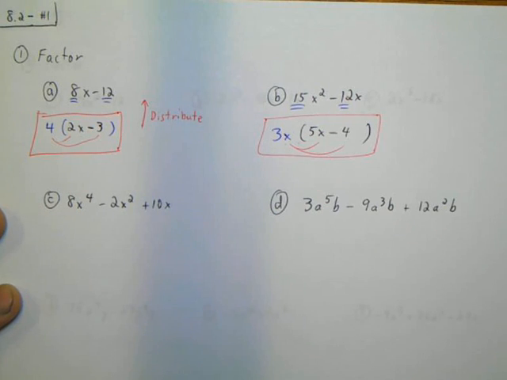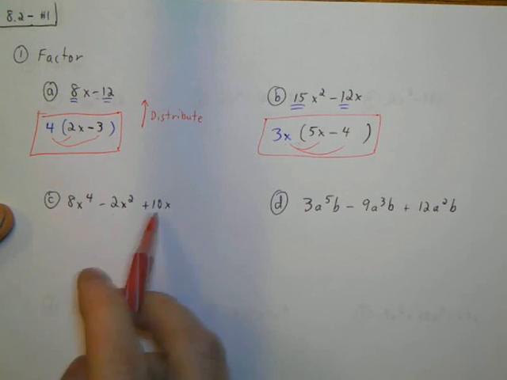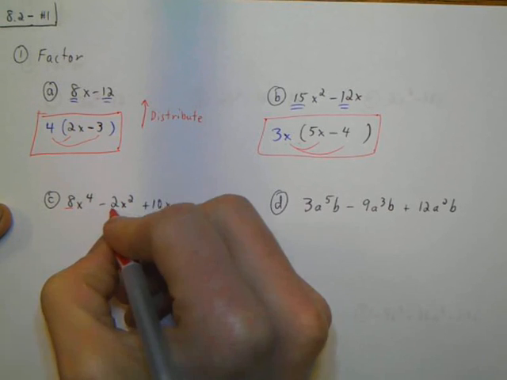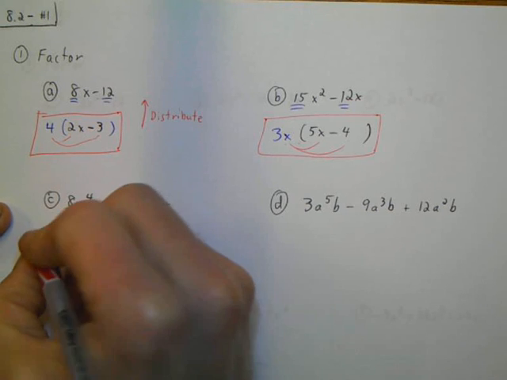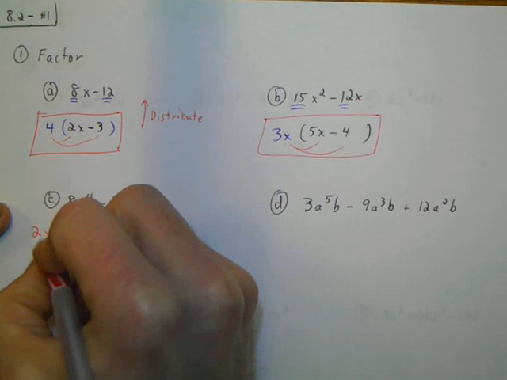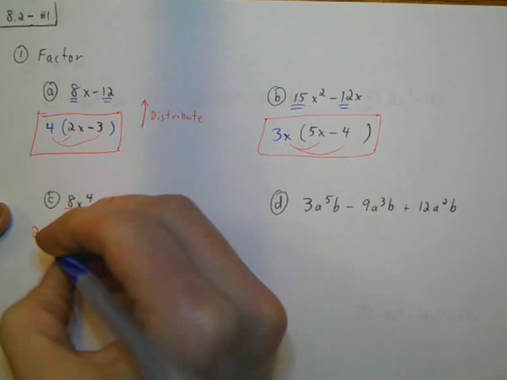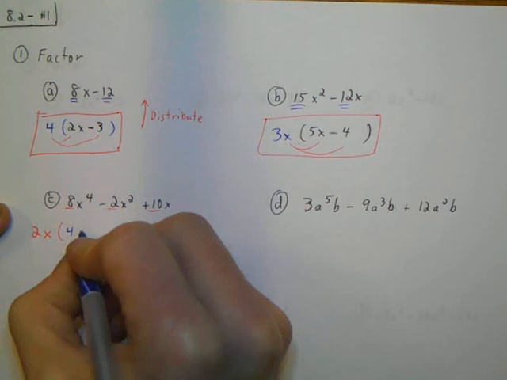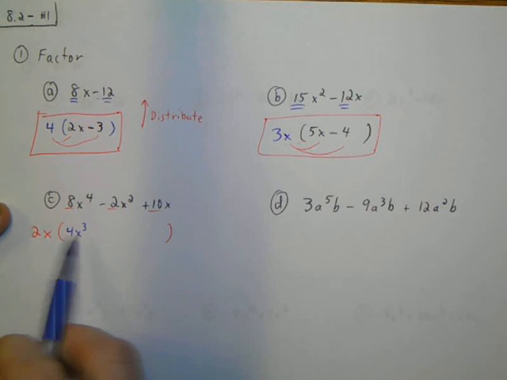Let's go down here to problem C. Here I have 3 terms. What goes into 8, 2, and 10? Looks like in this case it's just going to be a 2. And do I have an x in every pile? Yes, I do. So 2 times what is 8? 4. X times what is x to the 4th? X to the 3rd. So there's 1 x there and 3 x's there. X to the 3rd times x is x to the 4th. 4 times 2 is 8.